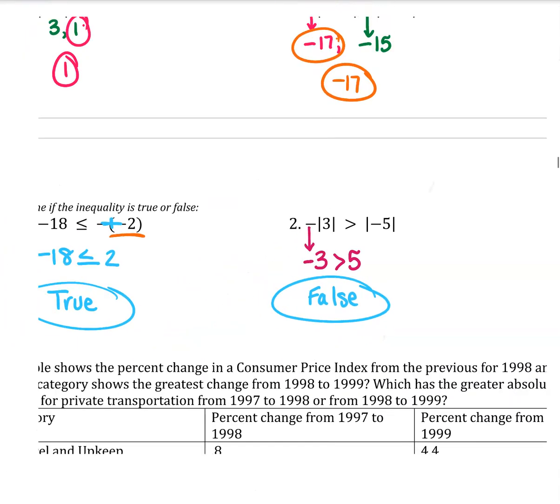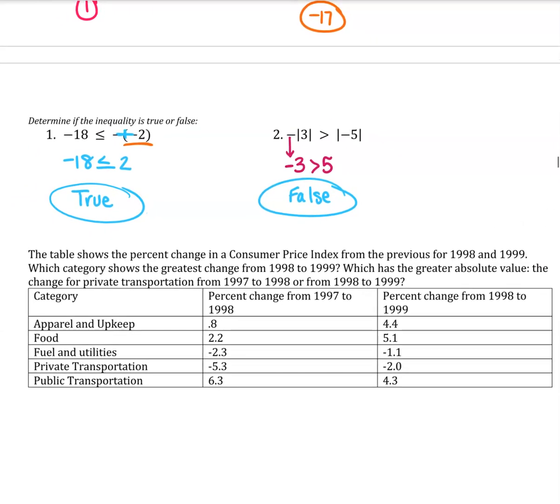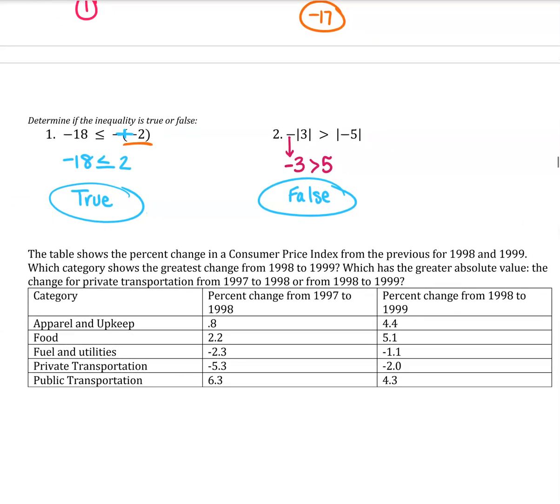All right, last problem. Okay. Oh man, we got a big word problem and a table with a lot of stuff in it. Okay, so the table shows the percent change in the price index from 1998 to 1999, and it wants to know which category shows the greatest change from 1998 to 1999. Okay, so the first part is it wants you to look at right here, which category shows the greatest change from 1998 to 1999. It's talking about this column right here.